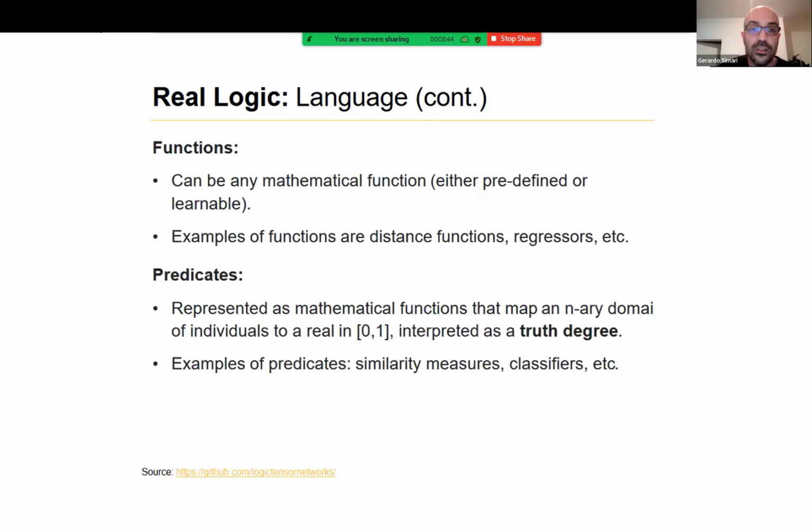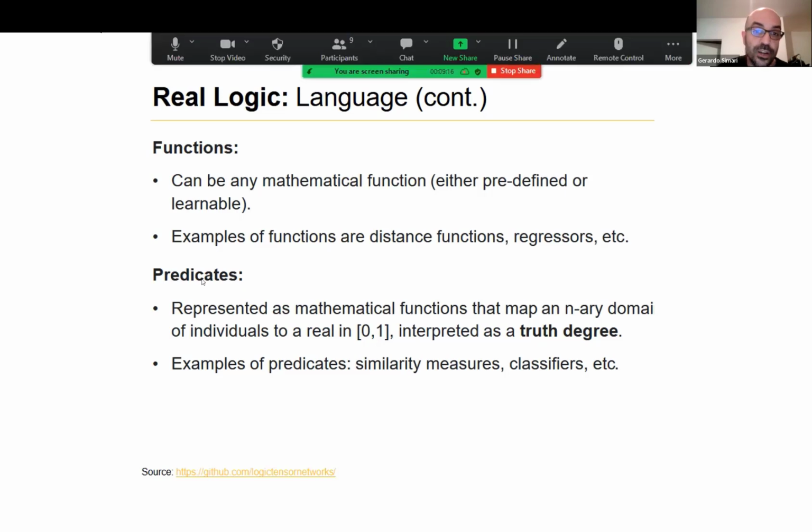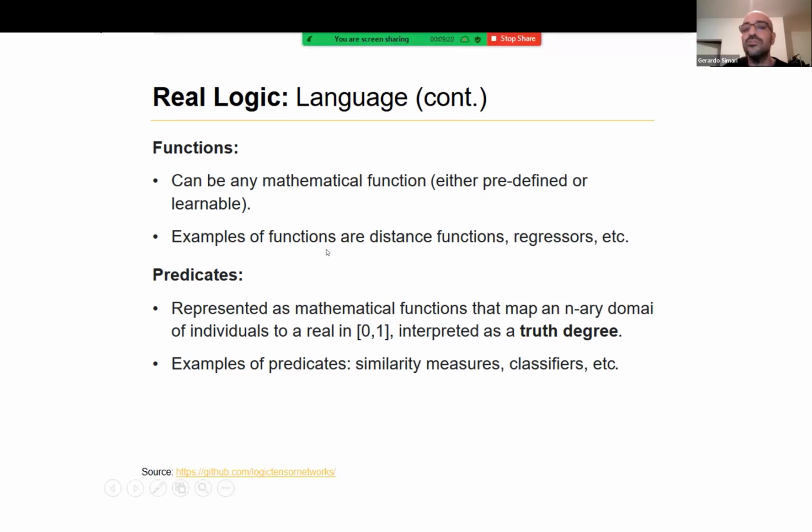Okay. Moving on to the higher level concepts, functions can be any mathematical function. Also can be predefined or learnable. We'll see that it's a very powerful formalism that can have both predefined fixed functions that you want to always behave in the same way, or you might want to have the capability of learning this function. And the same for predicates. So an example of a function is a distance function, for instance, something that you always want to calculate the same way, or a regressor, which is something that you might want to learn.